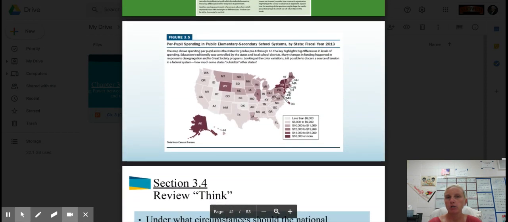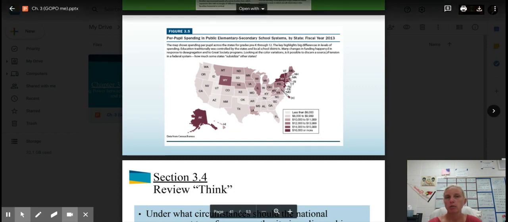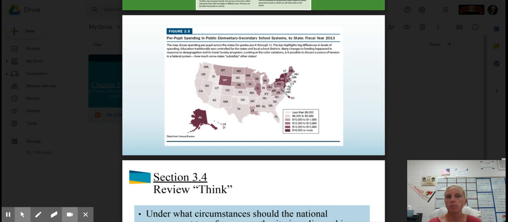And as you can see, this map is just an example of how schools are so different per state. Every state spends money differently on education because they get to decide that. So it's hard to enforce a national standard in education when you're holding someone like Arizona to the same accountability as New York, which spends very differently on education.